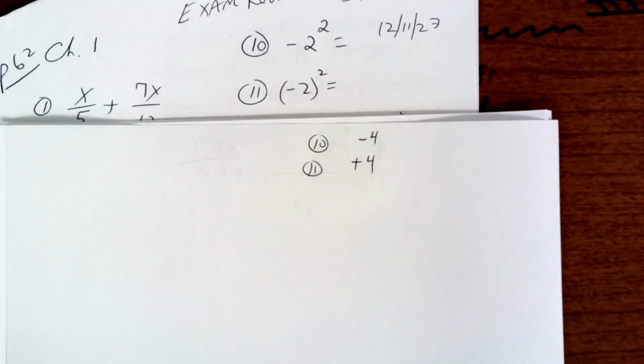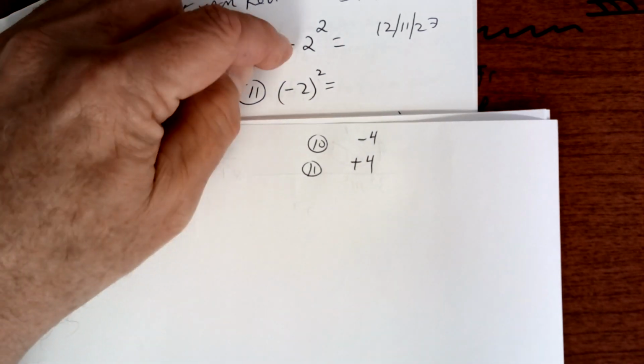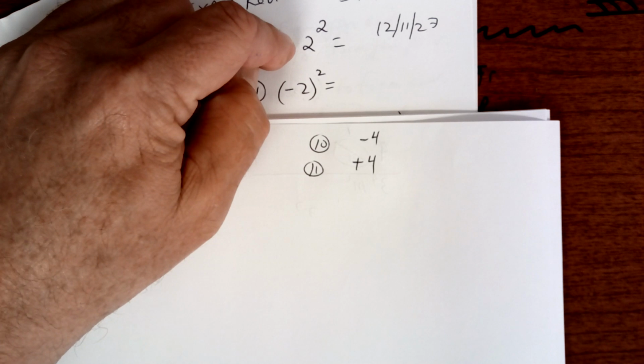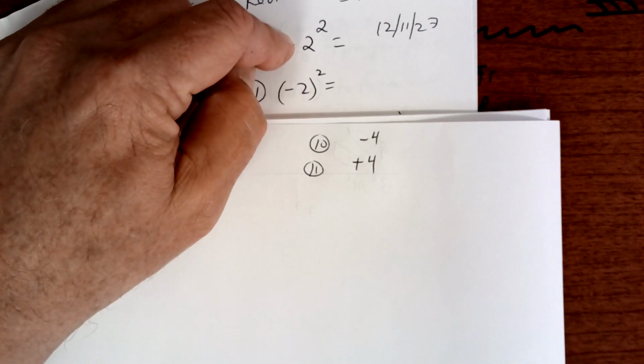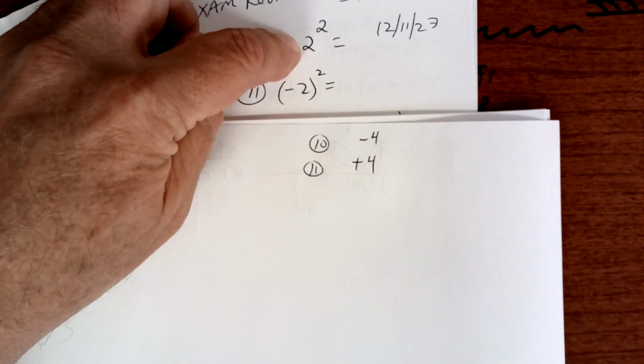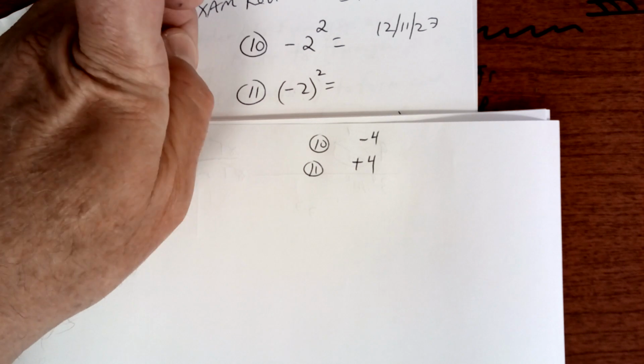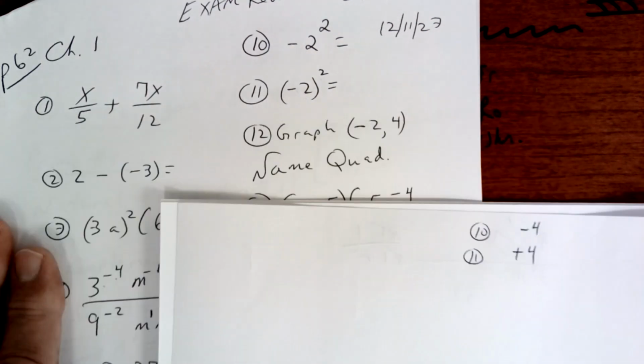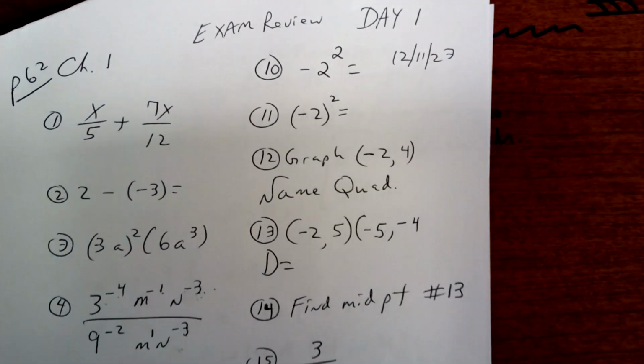Okay? I know some of you thought that this was a positive 4, and you may still think that, but that's wrong. Only the 2 is squared, not the negative. Okay, so process it in your head. All right, next, graph it.